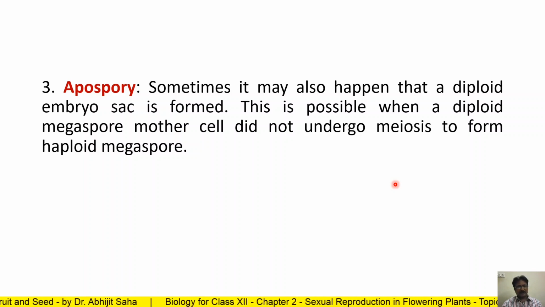That is commonly seen. But if it so happens that the megaspore mother cell did not undergo meiosis, so its diploid status remained, and later on itself developed into the embryo sac, then it is called apospory.